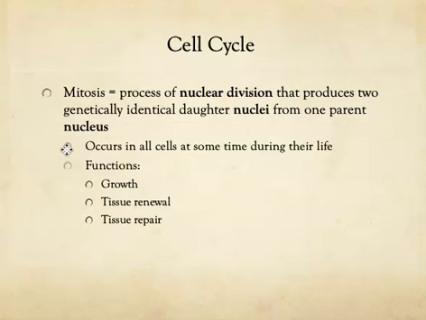The reason that a cell uses mitosis is to assist in the growth process, and by growth we just mean increasing cell number, to assist in tissue renewal, and by renewal I mean simply replacing old worn out tissue with new cells, and finally tissue repair. There are times when tissues get damaged and we need the cell cycle and mitosis to occur in order to repair that damaged tissue.